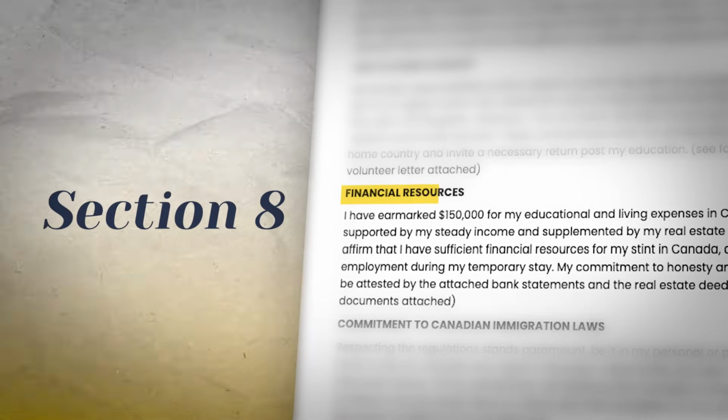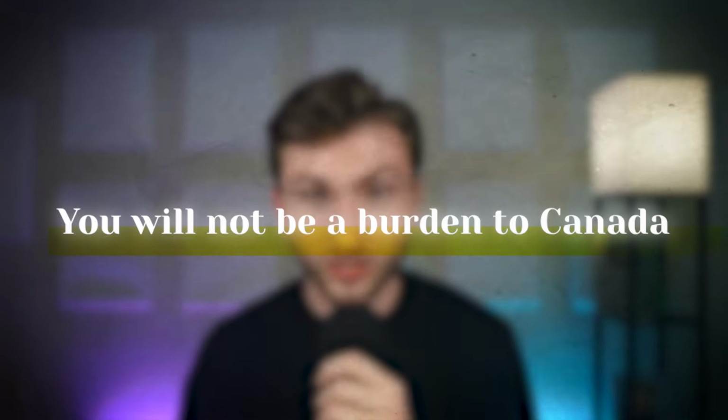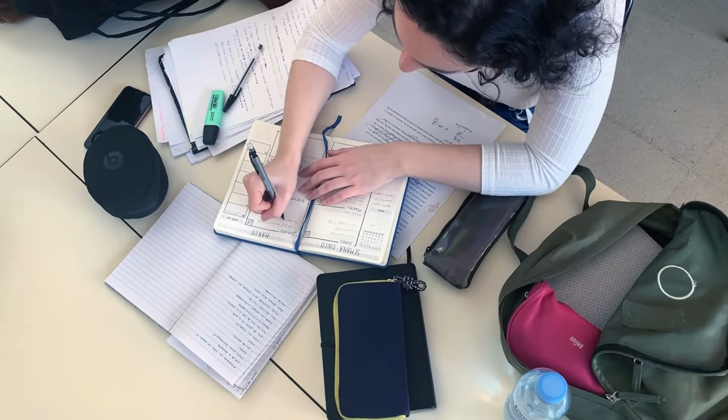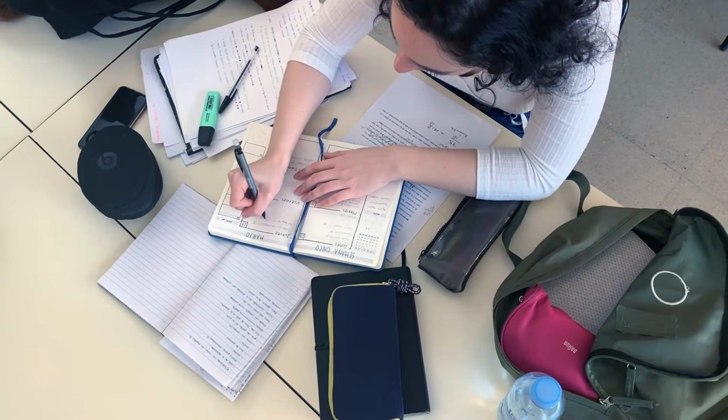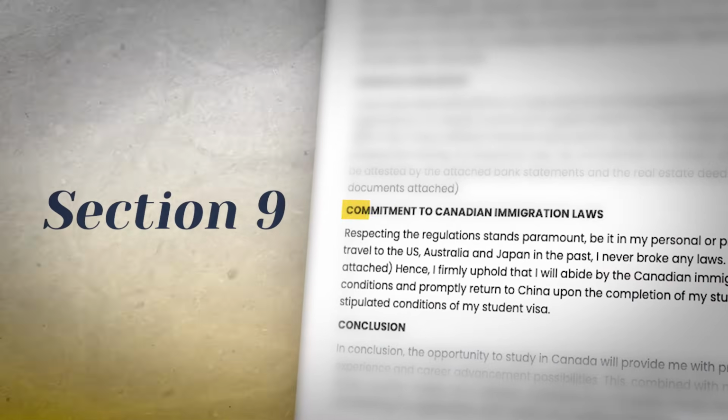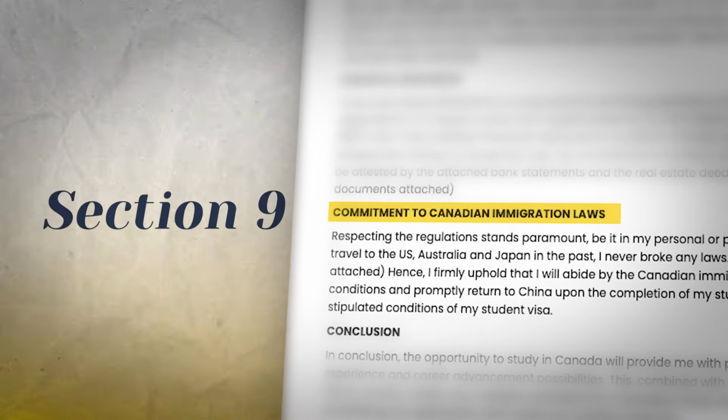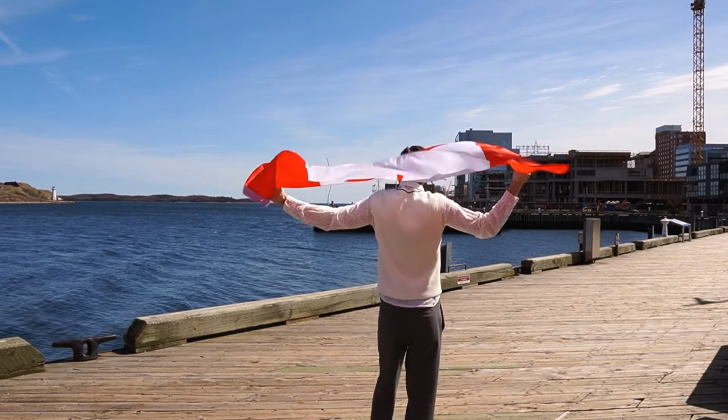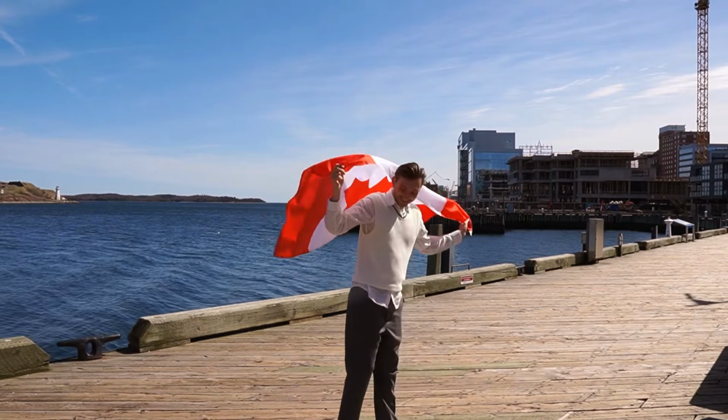Section 8, Financial Resources. It's important to demonstrate that you will not be a burden to Canada and Canadian government. If you're being sponsored by someone, speak about that along with an affidavit of support. Alternatively, if you're getting scholarships or grants, this is where you can also mention it. Section 9, Commitment to Canadian immigration laws. If you have travel history, it could serve as proof of your words, but in general, it's recommended to reiterate your commitment to follow Canada's regulations and show that you will not cause any harm.